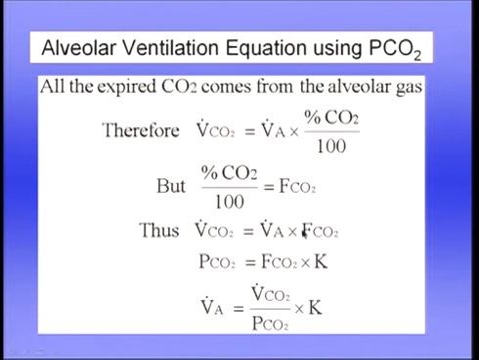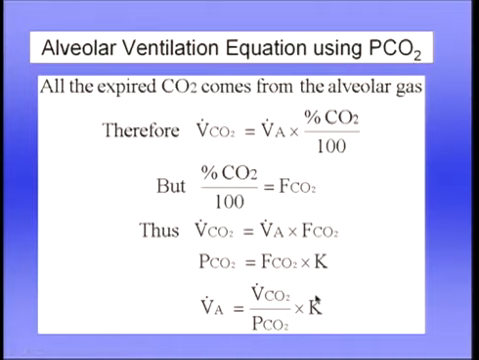Now, we also discussed earlier the definition of partial pressure, and the partial pressure of CO2 is given by the fractional concentration times a constant, having to do with the barometric pressure. So we can take out this FCO2, replace it by PCO2 over K, and that gives us the alveolar ventilation equation. Alveolar ventilation equals the CO2 production divided by the PCO2, and there's a constant here that we don't need to worry about.